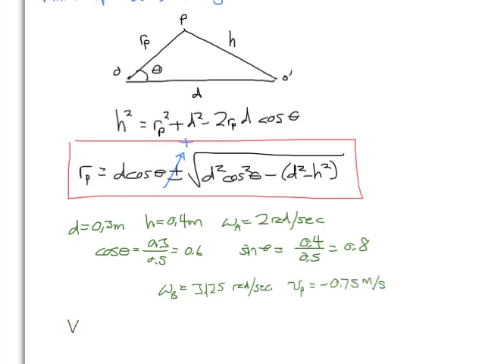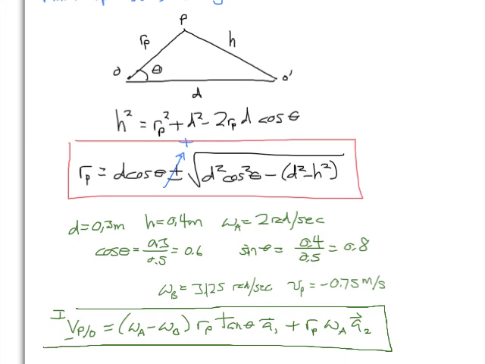We have one more expression. The velocity of p with respect to O as observed in the inertial reference frame is equal to omega A minus omega B multiplied times r sub p tangent theta in the A1 direction plus r sub p omega A in the A2 direction. And so here's another general expression, and it's for the velocity of p with respect to O as observed in the inertial reference frame. And so this is going to be, once again, for any state of the system.